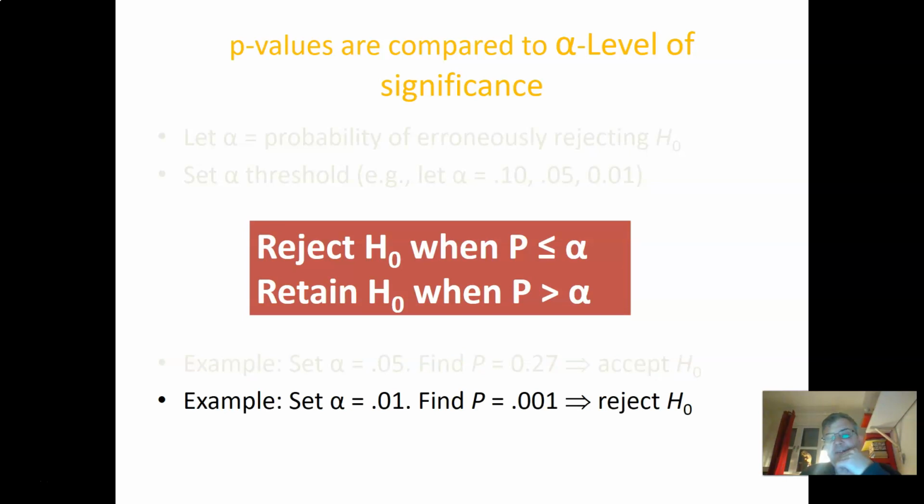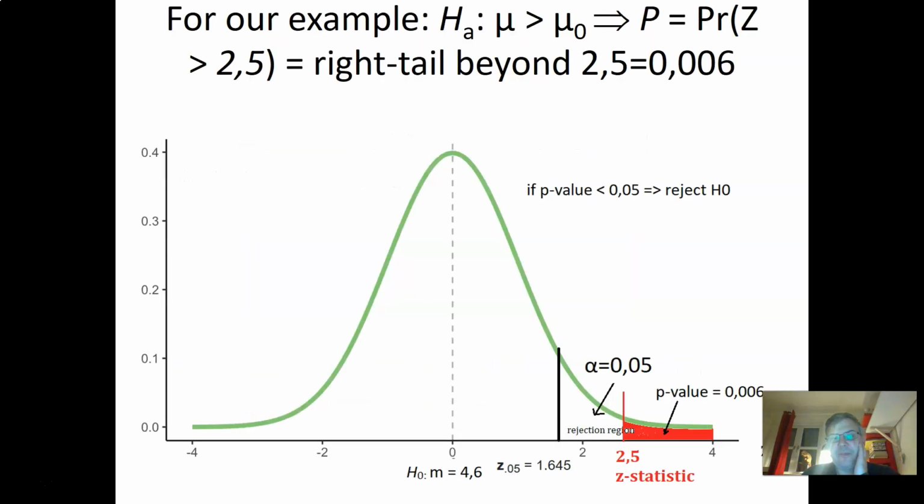On the other hand, let's say you get a p-value of 0.001, and you have set your alpha significance level at 0.01 or 1%. In this case, the p-value is less than your significance level, and you reject the null hypothesis. If you want to prove your alternative hypothesis, you want to have a p-value as small as possible, so you can reject the null hypothesis and prove the alternative hypothesis.